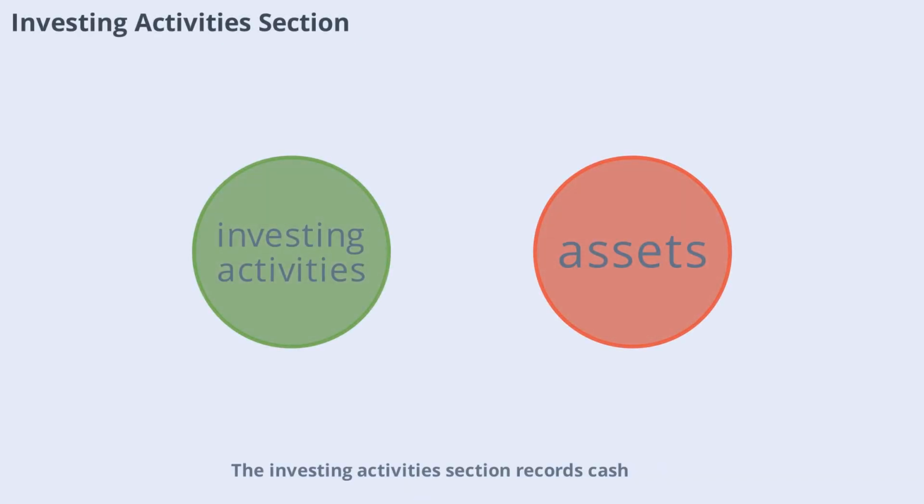The investing activities section records cash flows from buying or selling long-term assets, such as property, equipment, or investments. Cash spent on new equipment is an outflow, while cash received from selling assets is an inflow. This section helps you see how your company is investing in its future growth and expansion.